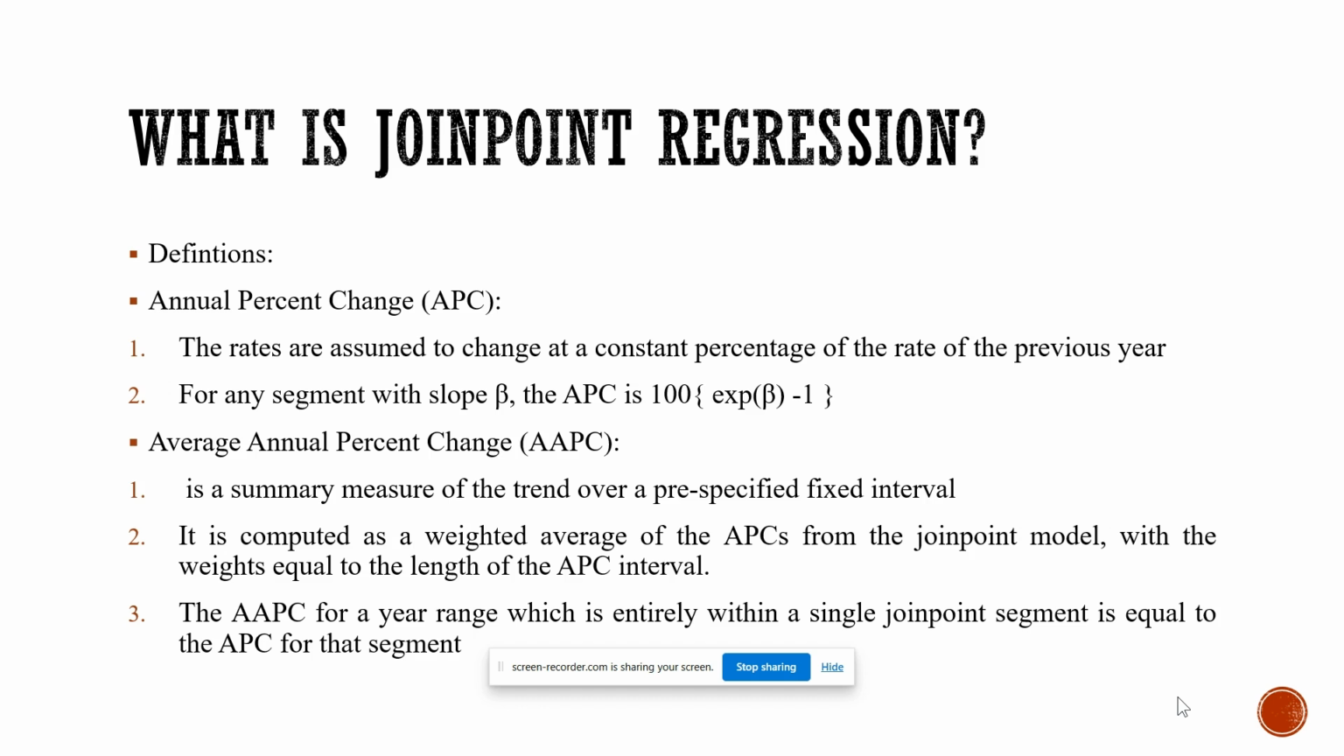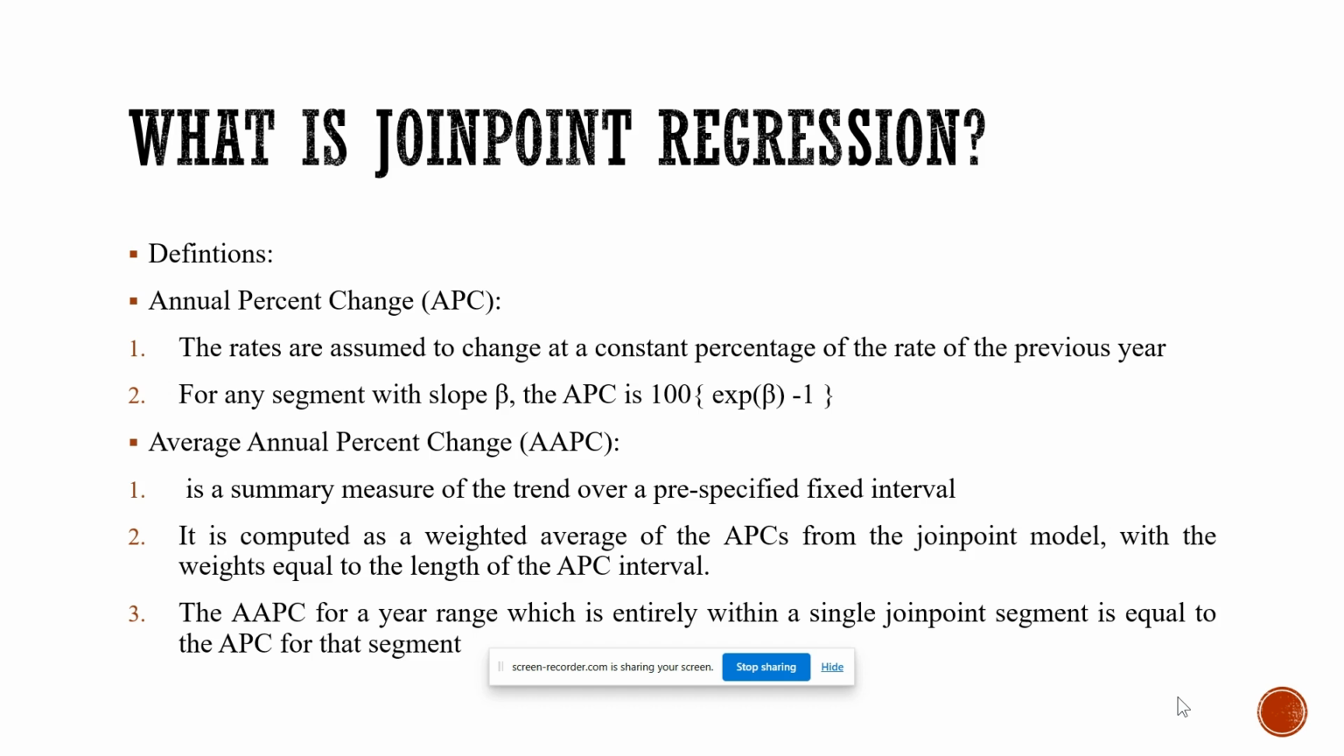Average annual percent change, or AAPC, is a summary measure of the trend over a pre-specified fixed interval. So unlike APC, which is automatically computed, we can specify AAPC for different time points. For instance, we can ask the software to calculate the AAPC for the last 5 years or last 3 years or the entire range of the time series.